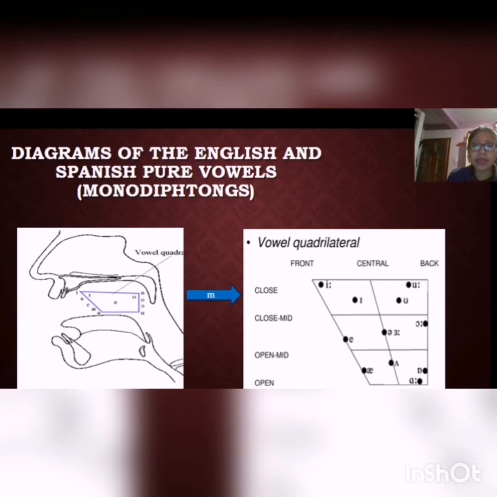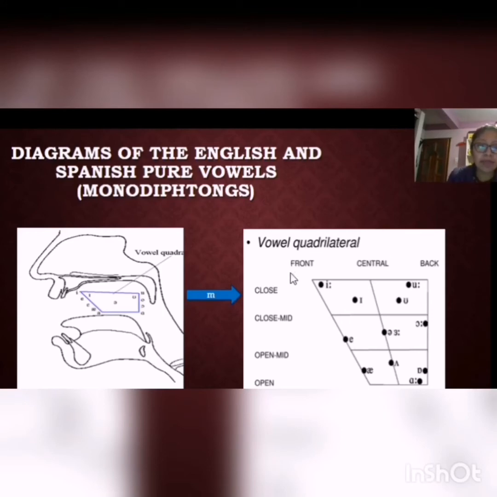Vowels tend to be represented in this vowel quadrilateral, which is a graphic representation in which vowels are located in these boxes. And each of the boxes corresponds to the position of the tongue. So for example, if the back of the tongue rises toward the back of the palate, we've got back vowels. If the front of the tongue rises towards the front of the palate, we've got front vowels.